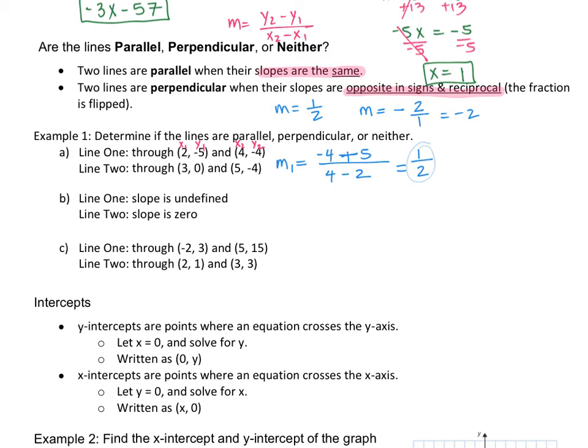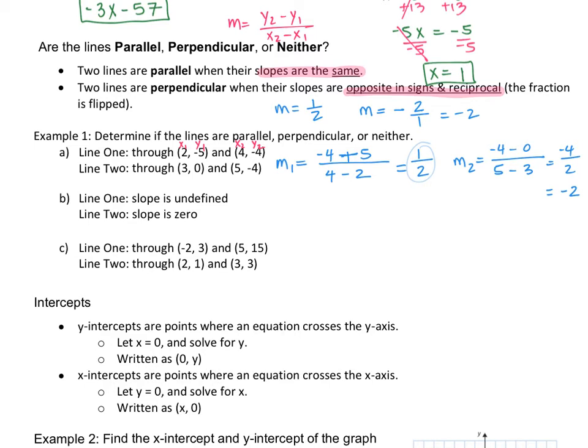And now I'm going to do the second slope here. So again, I'm going to use this formula here. So now I have negative 4 minus 0 and 5 minus 3. So this would give me negative 4 over positive 2. So if I were to reduce, I would get negative 2. Negative 4 divided by 2 is negative 2.